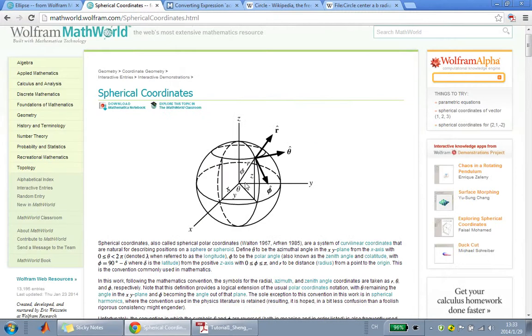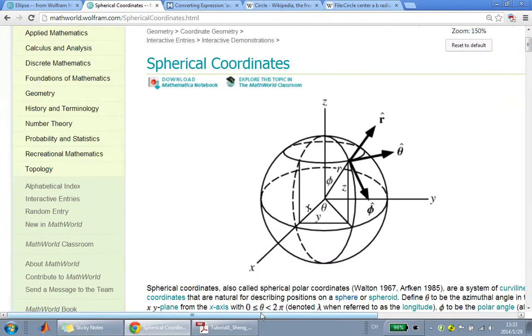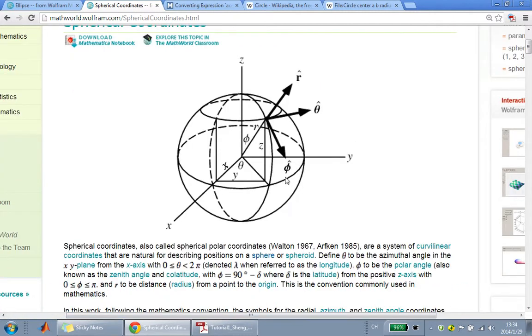Okay, let's see. There's a sphere. Let's say there's a point P on this sphere, and there's a straight line that passes through the origin and P. Let's say phi is the angle between the z-axis and the straight line. Then the question is, what's the z coordinate for this point? It's r cosine phi, right? R cosine phi is like the height. This value is the z coordinate of this point P.